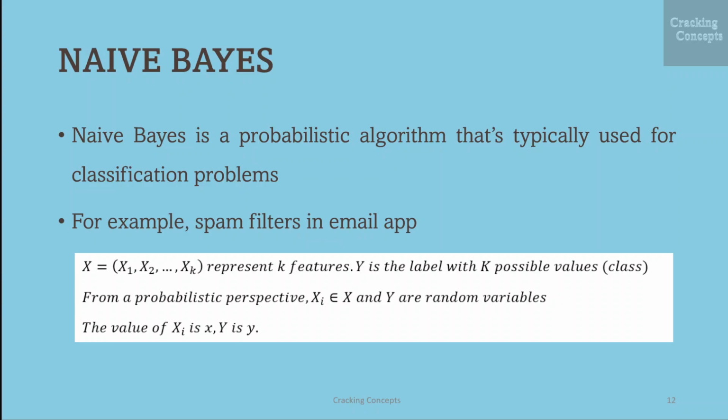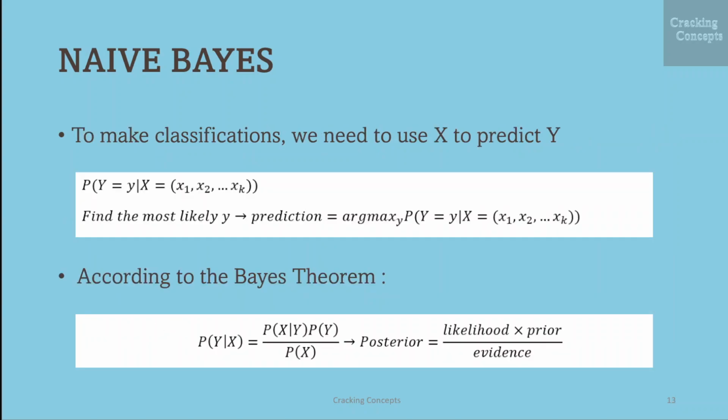Let x equal x1, x2, etc. xk represent k features. Y is the label with k possible values, which are classes. Now from a probabilistic perspective, xi, an element of x, and y are random variables. Then the value of xi is x and of y is y.